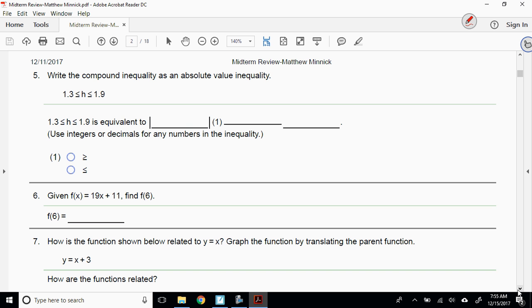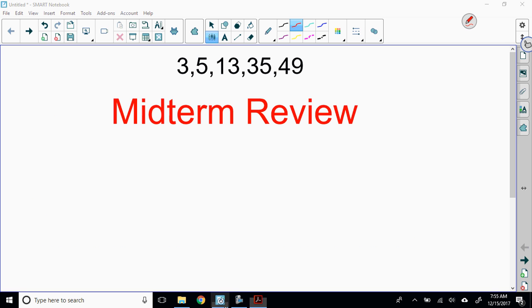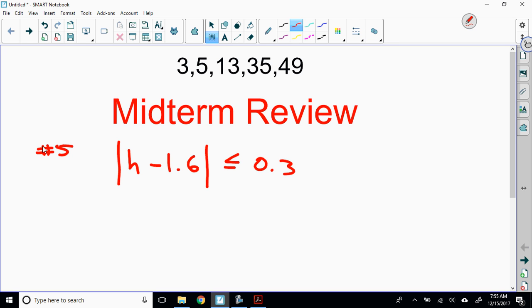Okay, so I will take a minute and write up number 5 here. Number 5 was the absolute value of h minus 1.6 less than or equal to 0.3. This is called the tolerance type of problem. And on the test, what they're going to say is, somebody's trying to make a pipe with a diameter of 3 feet.